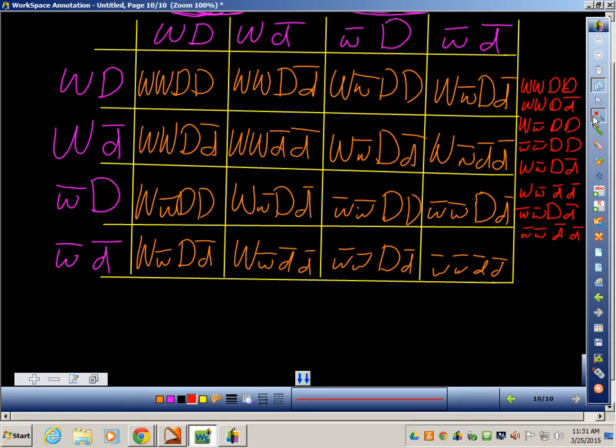What we're going to do is talk about the different phenotypes. So the first one is if they're dominant for both. That's white.